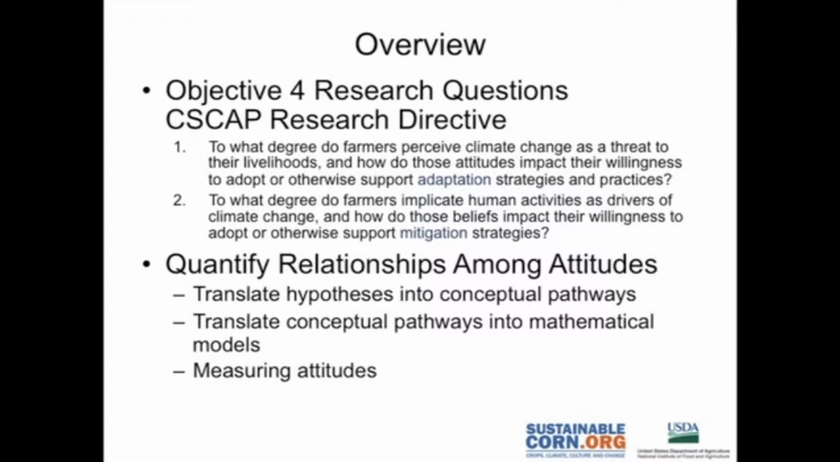we're trying to investigate. So our goal is to quantify some of these relationships using some data sets that we've heard about already. And what we need to do is translate these hypotheses into some conceptual pathways and then translate those pathways into actual mathematical or statistical models, and then be able to measure those attitudes quantitatively. And so these last two items are the things that I'm spending a lot of time thinking about.